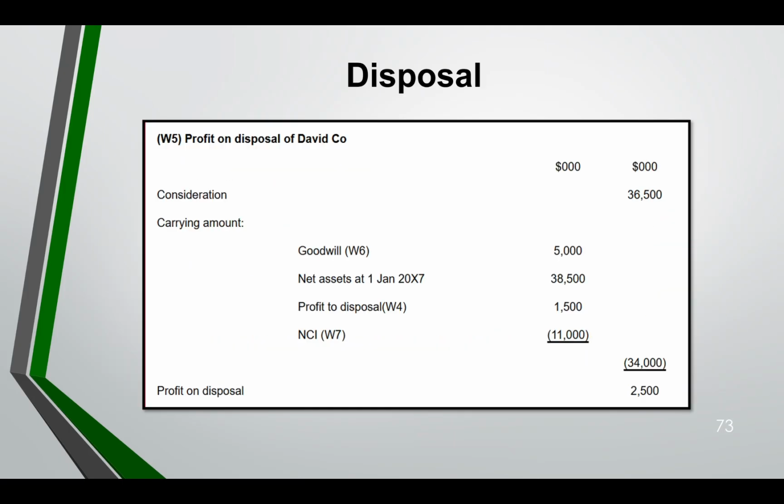Okay. Now, when you dispose, debit, so this is the consideration. These are the things. The other thing is, with this net asset, you will be adding the profit on disposal, which you have calculated in working 4, and NCI, which you will get in working 7, and then your goodwill calculated in working 6, and you get your profit.